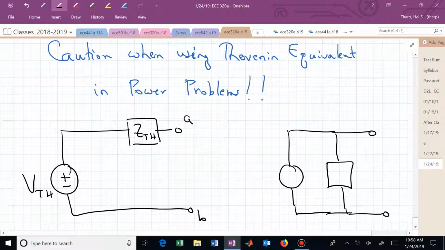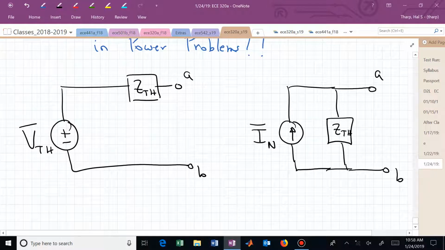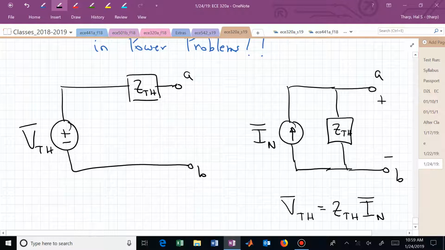We want the same behavior at the terminals. And let's just say I sub n. And what is I sub n? Well, this voltage across AB needs to be the same as what it is across AB here, so that needs to be V Thevenin, so that we now have V Thevenin is equal to Z Thevenin I sub n.